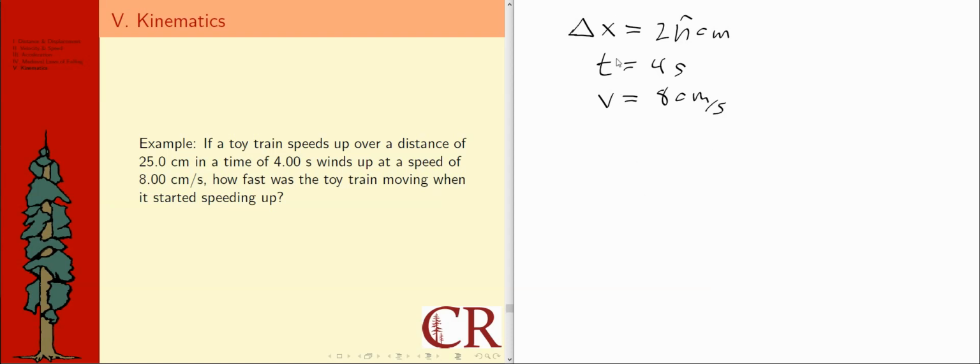And so those are the things that are given to me. But then it says, how fast was the toy train moving when it started speeding up? Maybe I would have caught that if I'd accidentally thought this was the initial velocity. I would have recognized, how can I be asking for the initial velocity if it was given to me? But that really is the question here. And if I think about the kinematic formulas, the first kinematic formula has acceleration, and I have nothing about acceleration here. It's not even mentioned.